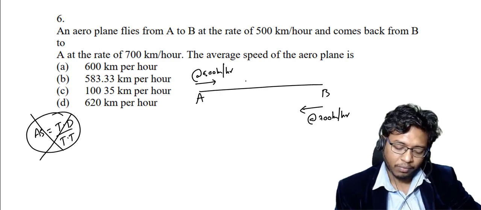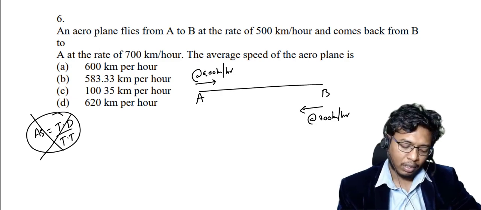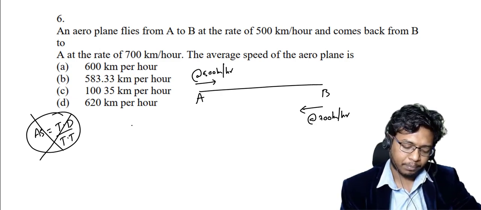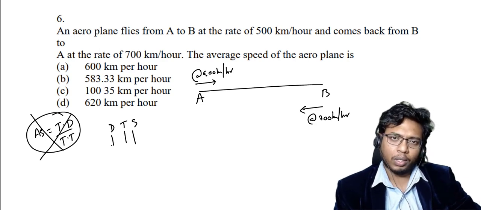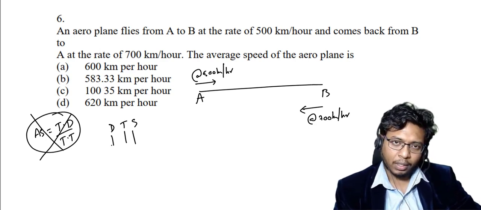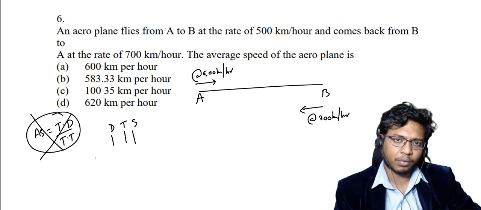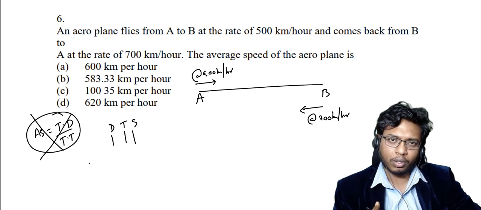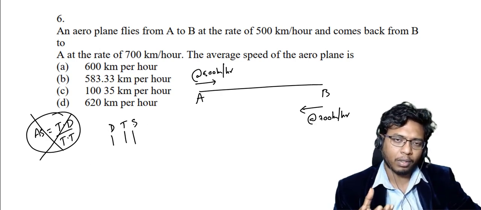When the plane is going from here to here and from here to here, there are 3 variables: time, distance and speed. D for distance, T for time, S for speed. I told you a logic in YouTube videos as well. Whenever you see a time distance question, try to make one particular thing constant. Out of these 3 variables, try to make one variable constant.